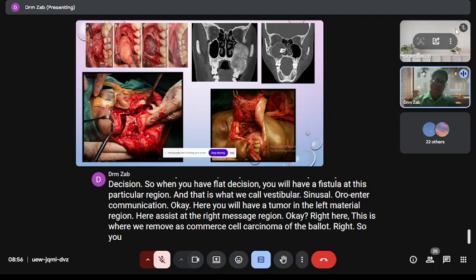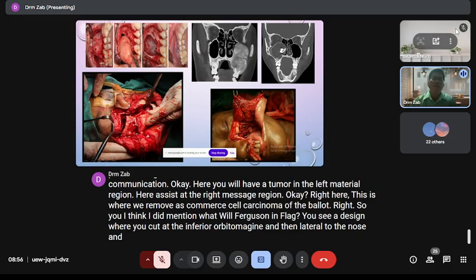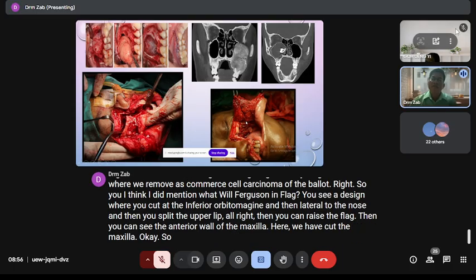Right. So I think I did mention about the Weber-Ferguson flap design, where you cut at the inferior orbital margin and then lateral to the nose, and then you split the upper lip. All right, then you can raise the flap, then you can see the anterior wall of the maxilla. Here we have cut the maxilla. Okay, so, and here we have removed the tumor.